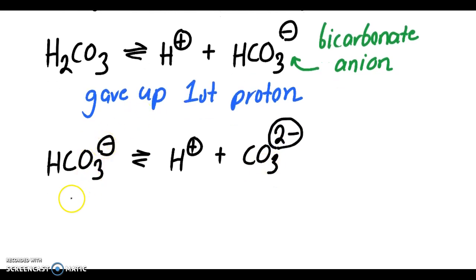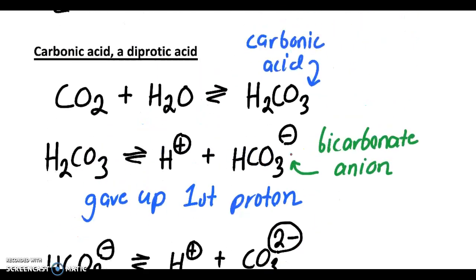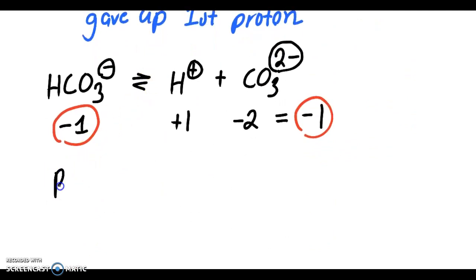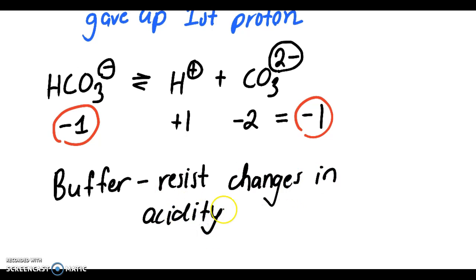So if you look on the left, there is an overall charge of -1. This proton has a charge of +1. Here we have a -2, and if you sum these, this gives you a -1. So my charges are balanced, we are all good. And carbonic acid also acts as a buffer in our bodies. And I'll mention this a bit more later, but buffers can resist changes in pH and acidity.